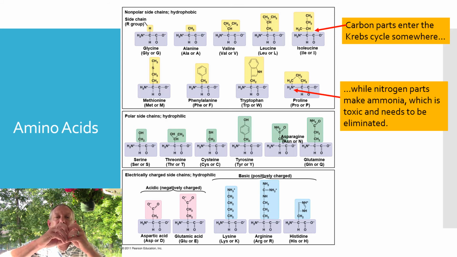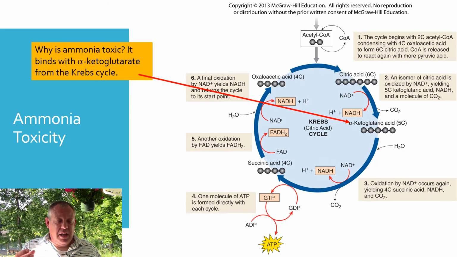Now, that amine group, that nitrogen you broke off, that is not something you can digest. You're not going to get energy from that. That makes ammonia, and ammonia is toxic. And so that's something you've got to get rid of. One reason ammonia is toxic is that it actually binds to ketoglutaric acid, which is part of the Krebs cycle. And so that ammonia can bind to this molecule, shut that molecule down, and it can shut the whole Krebs cycle down. So that's one reason why ammonia is toxic.